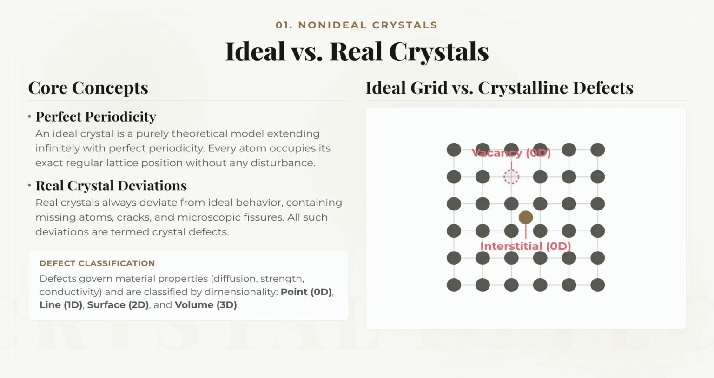Some atoms may be missing from their normal positions. Some may occupy incorrect positions, and tiny cracks or microscopic fissures may be present inside the material. Even the external surfaces of crystals are not perfectly flat. All these deviations from perfect periodicity are collectively called crystal defects.